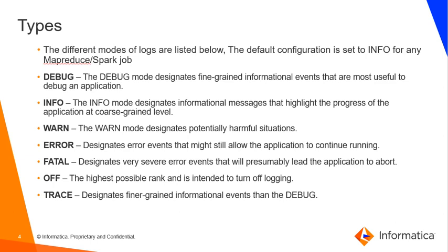The different modes of logs that can be set are debug, info, warn, error, fatal, off, and trace. The default configuration is set to info for any MapReduce or Spark job. The debug mode explains the fine-grained informational events that are most useful to debug an application. The info mode has the details of informational messages that highlight the progress of the application at coarse-grained level.